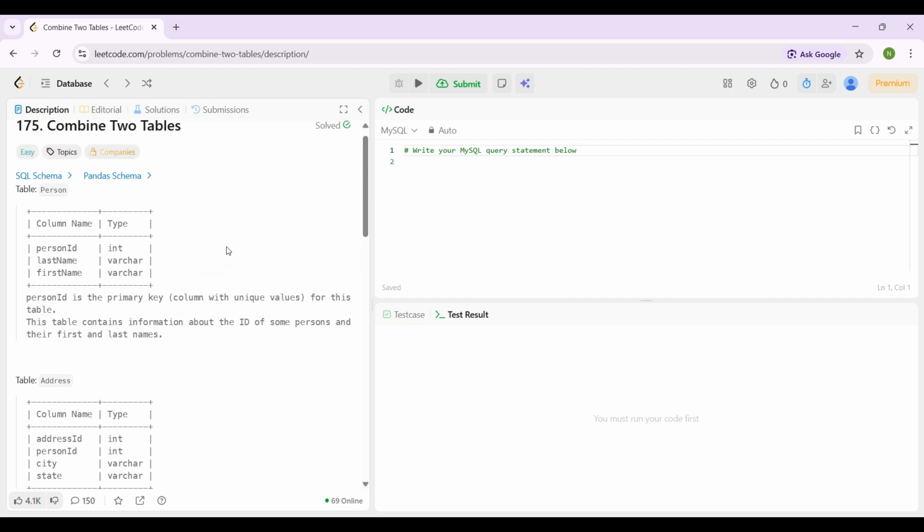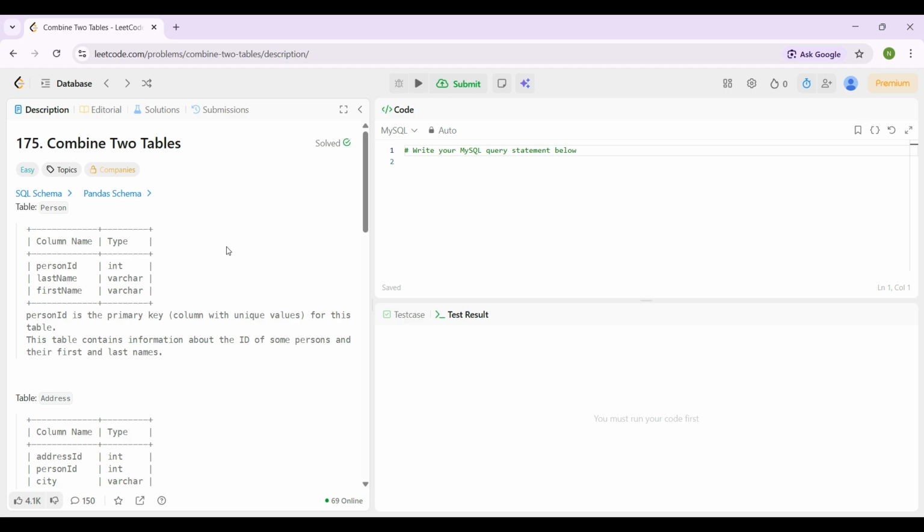Now, let us see the question, that is combining two tables. First, you should get the thought that to combine two tables, we will use joins. Understood? To combine two tables, we will use joins. That should strike in your brain.